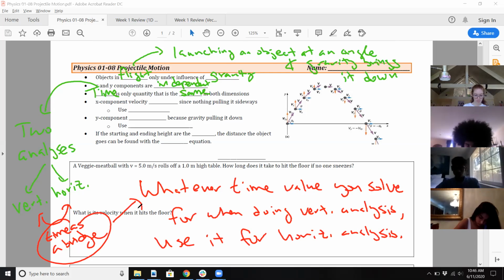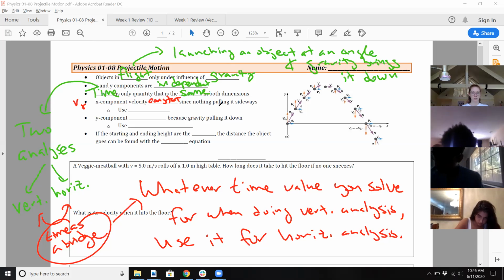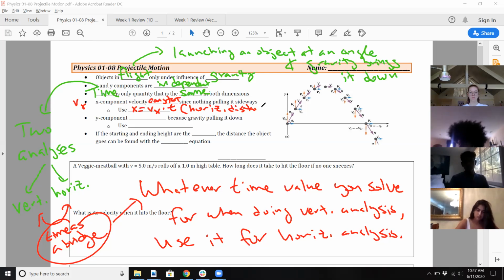The X component velocity, Vx, is going to be constant, since nothing is pulling it sideways. So we might be using that formula to find horizontal distance, where x is your horizontal distance. Because remember, the acceleration is only vertical.